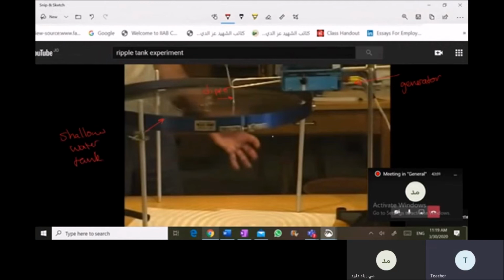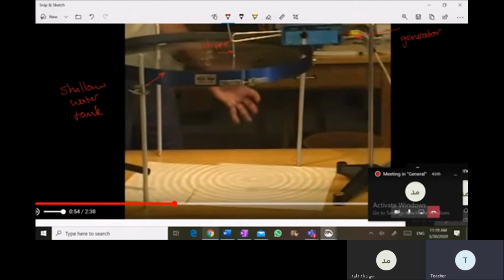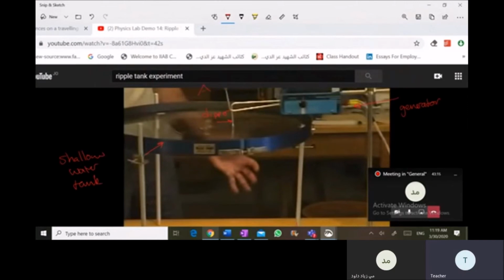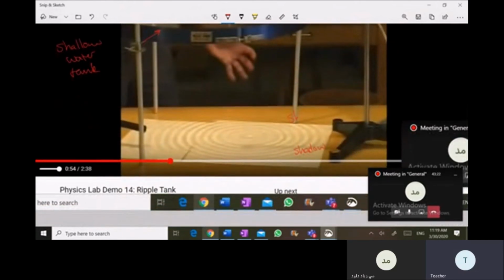A transparent water tank, because I want to observe the shadow here. These are the shadows of the waves. This is called a ripple tank. Of course the light is projected from the top here. We have a light source. So we observe the shadow of the waves below.